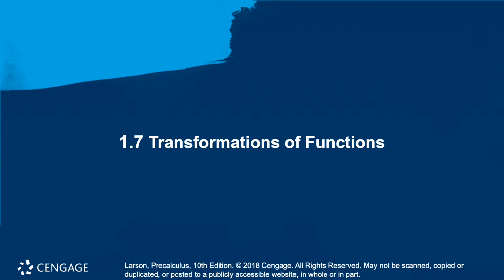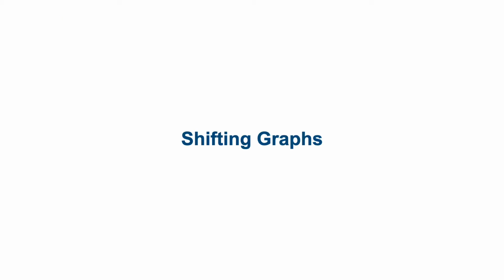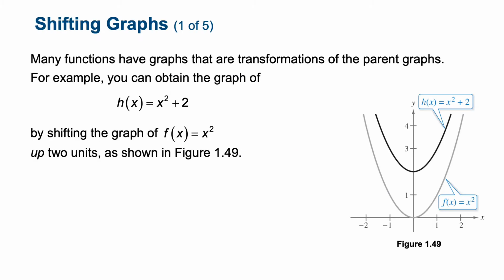Today we're going over section 1.7, transformation of functions. Our objective for this section is to use vertical and horizontal shifts, reflections, and non-rigid transformations to sketch graphs of functions. So let's get into it. Remember last time we talked about parent functions, so we're going to be using quite a bit of those. So the first thing we're going to do is show graphs.